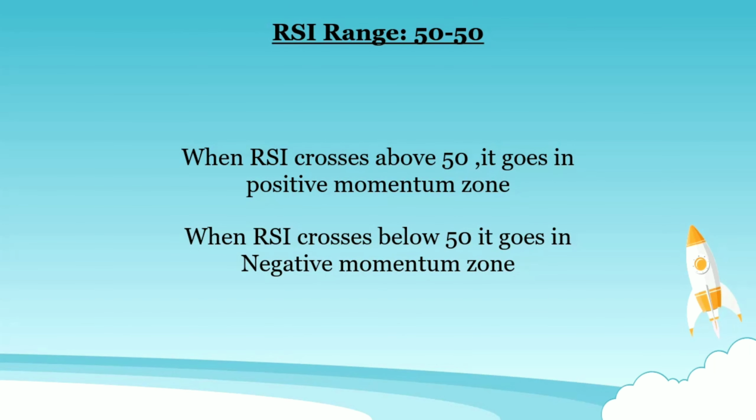Now the next range is RSI of 50-50. This is a different example. So when RSI crosses above 50, it goes into the positive momentum zone, and when RSI crosses below 50, it goes into the negative momentum zone. So previously for the 70-30 and 80-20, we were saying that above 80 it is an overbought zone and below 20 it was an oversold zone. But here it is different.